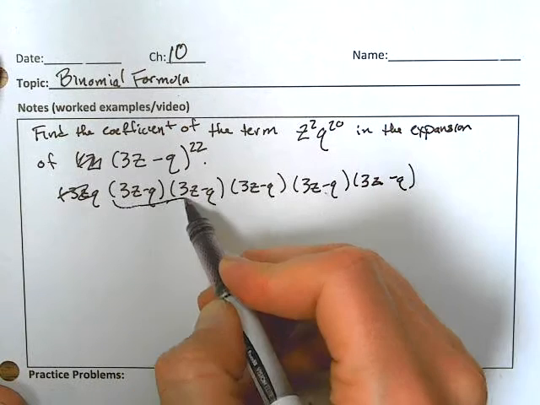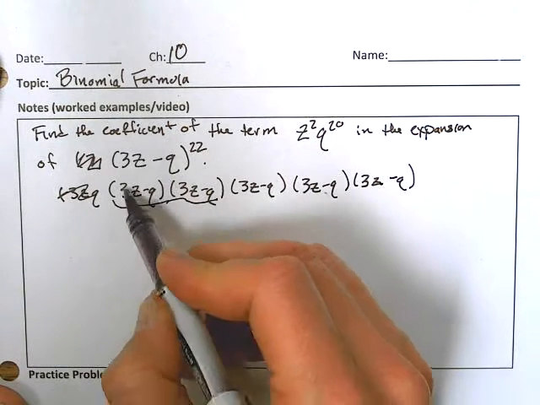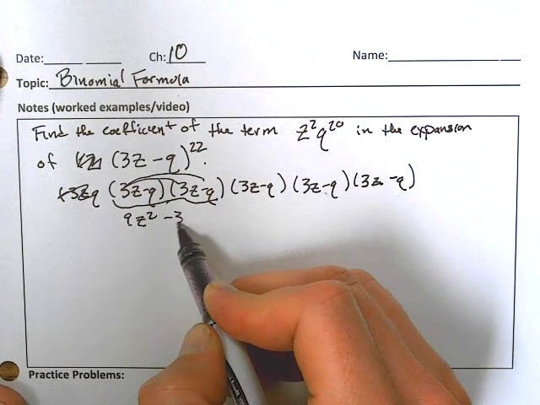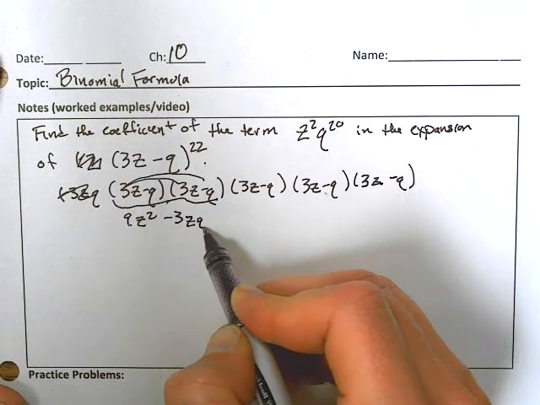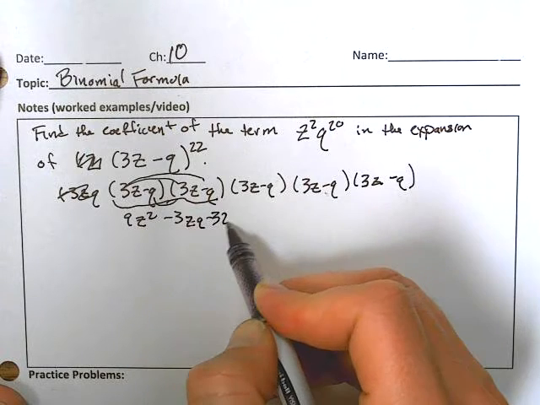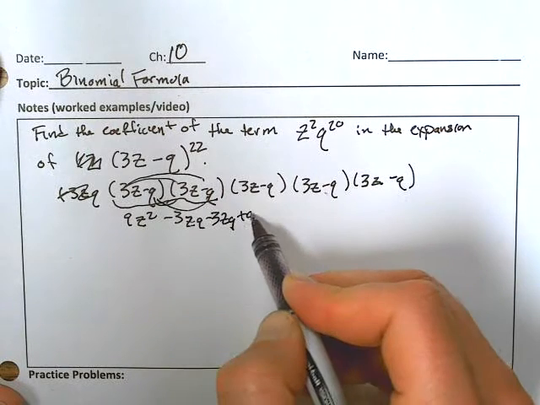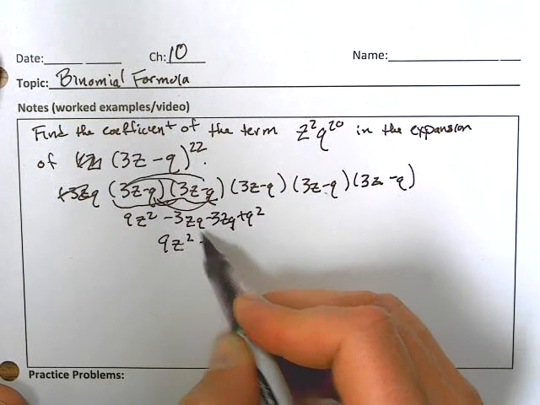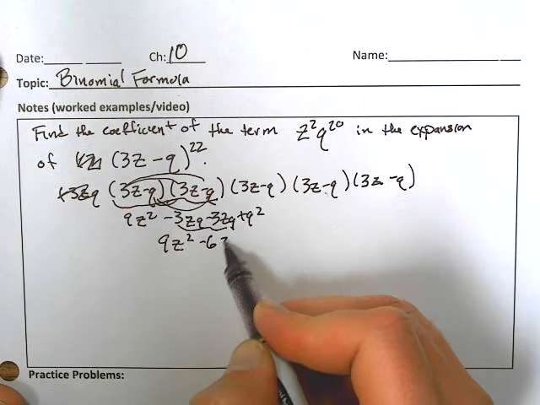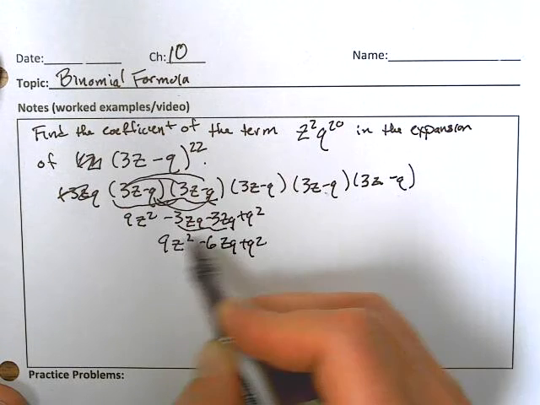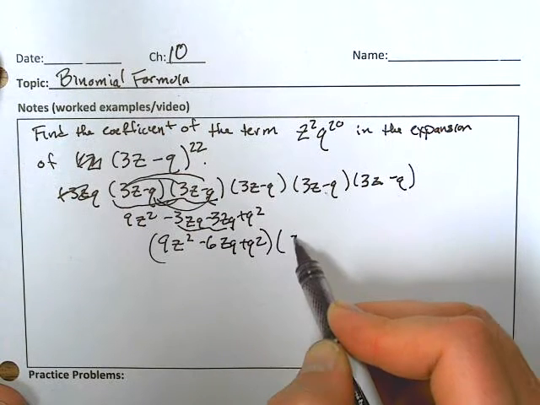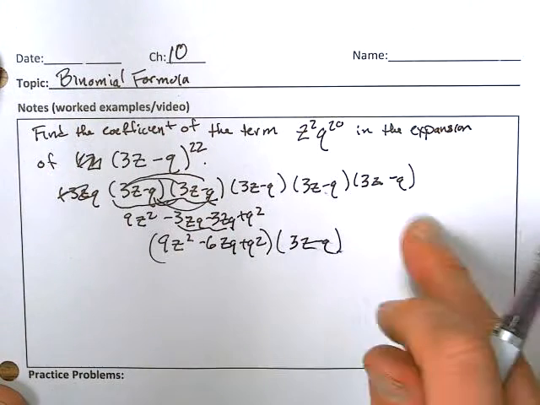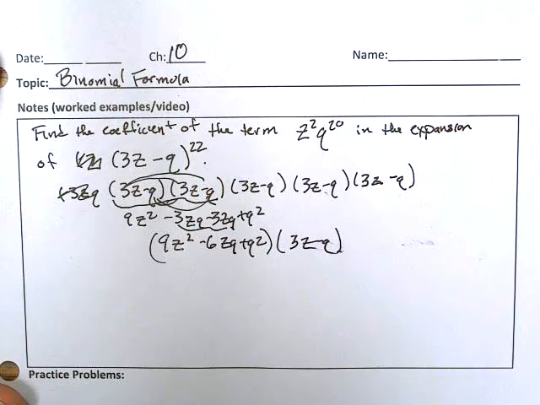So that means we got to FOIL this out, which would be 9z squared minus 3zq minus another 3zq plus q squared. Adding like terms, we'll get 9z squared minus 6zq plus q squared. We got to take that, and now we got to multiply that by 3z minus q, FOIL that out. Then we just got to do that about 18 more times, and we'll be there.